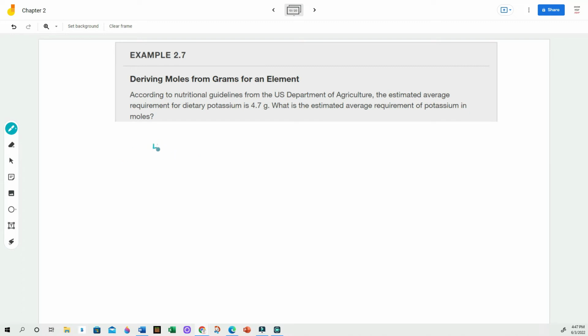So I'm going to start with what I was given, my 4.7 grams. Now I want to put this molar mass in such that my grams cancel and I'm left with moles in the numerator. So what I like to do is I like to put my units in first.